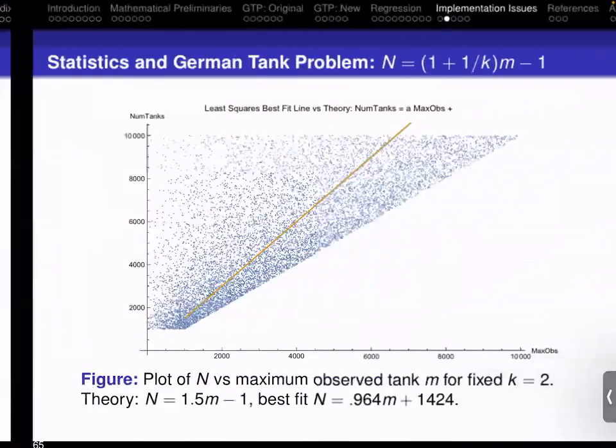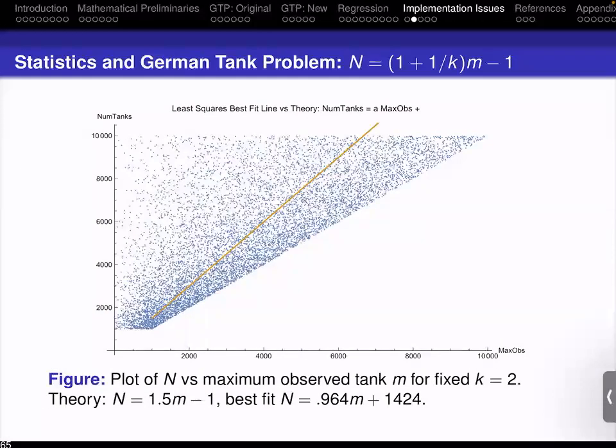All right, so let's try k equals 2. Do you think that this line could be good for all values? So this is now n equals 0.964m plus 1424. Yeah, it's still under 1. Your theory says it should be 1.5. Even if I don't know the theoretical result, I know it has to be at least 1 times m. So I know this is out.